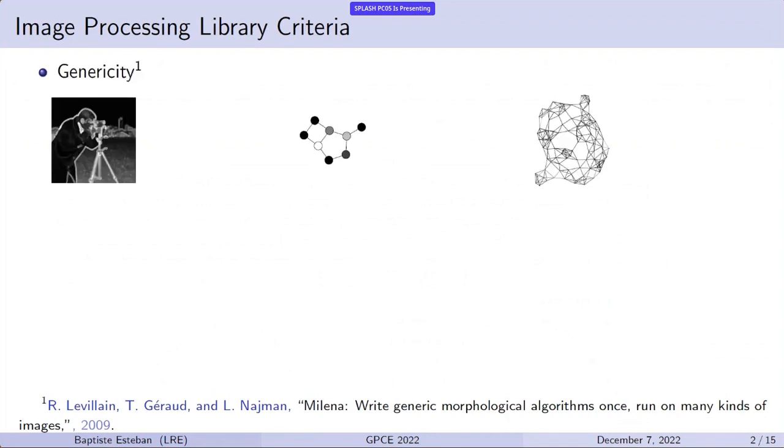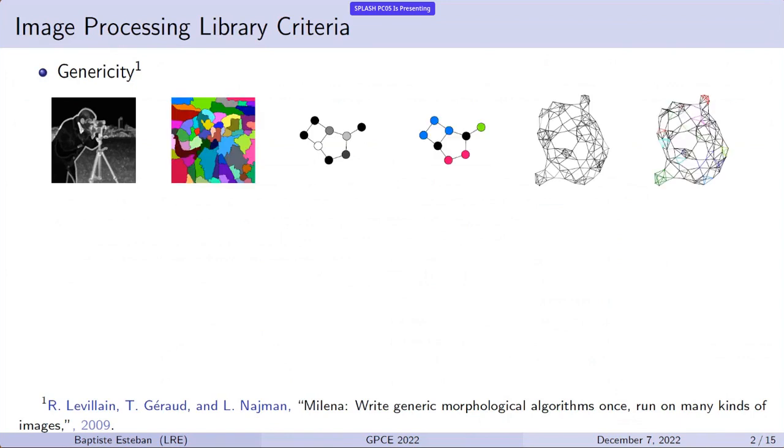The first one is genericity, meaning for one algorithm to take as argument and process several kinds of images, such as images defined on 2D regular grids or vertex-weighted graph or edge-weighted graph. And if I apply a segmentation algorithm on this data structure, it should work if the data structure respects some constraint.